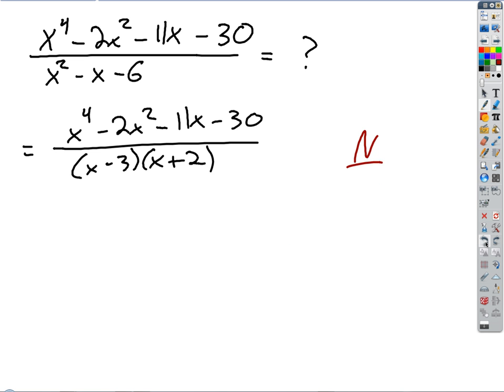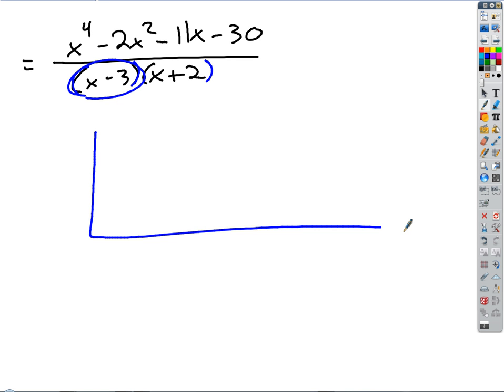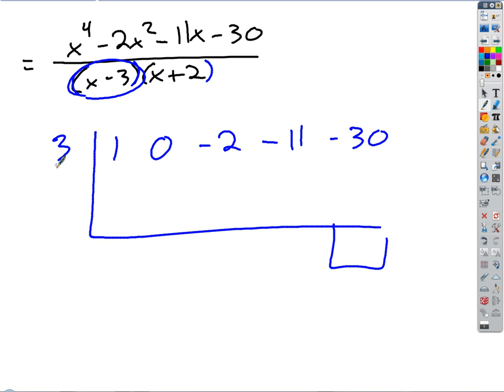Okay, so let's make our synthetic bracket. How about if we just focus on this first one? We'll divide by that one first. I already did it, it has a remainder. Are you sure? I didn't think it did. Did you forget the 0 maybe? Oh, yeah. Okay, so what are the coefficients? 1, 0, 0, -2, -11, -30. Okay, and so what number goes out front? 3. Okay, so let's try this then.